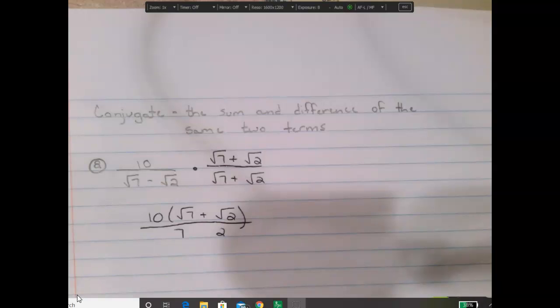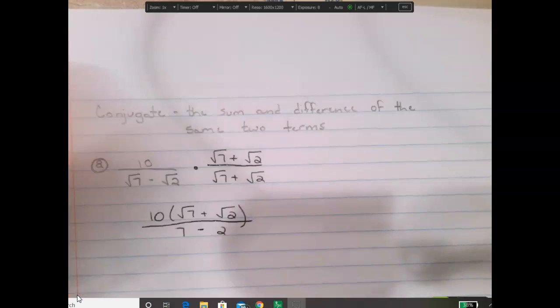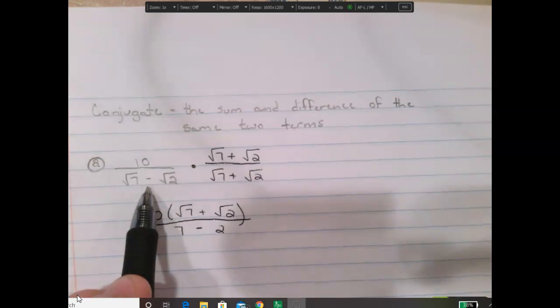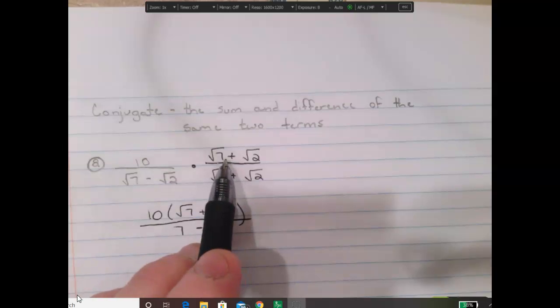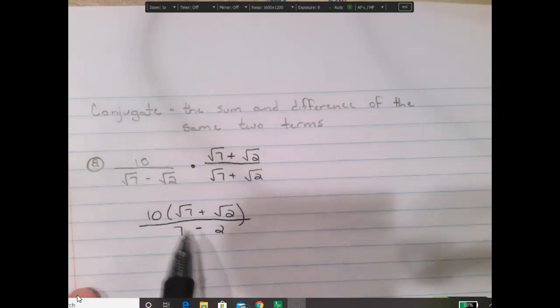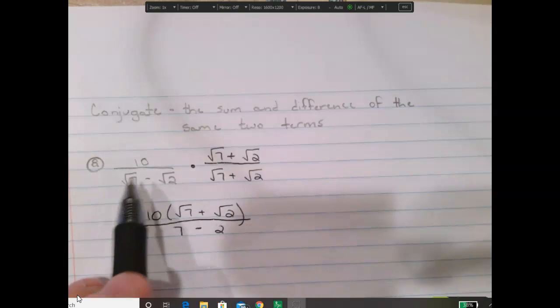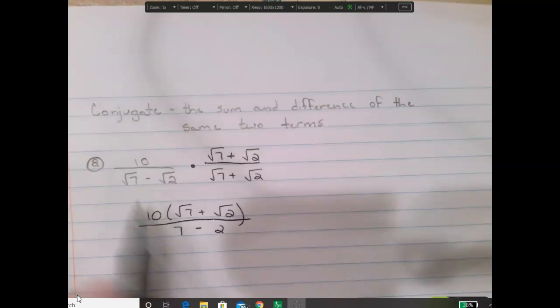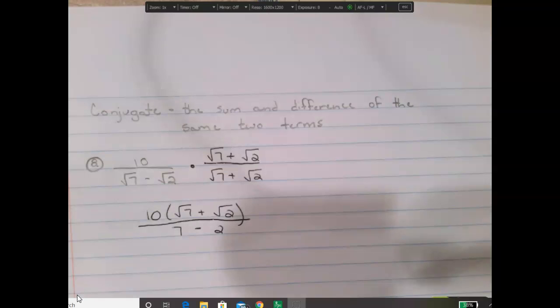Now the sign in the middle is going to stay the same as the sign that we started with. So it's going to end up as 7 minus 2. So kind of a shortcut with your conjugates: you're multiplying by the denominator with the opposite sign. That's how I produce this numerator. The denominator is simply taking the denominator with your radicals, you're getting rid of the radicals, and the sign stays the same. So that's really what we're doing with the conjugate.